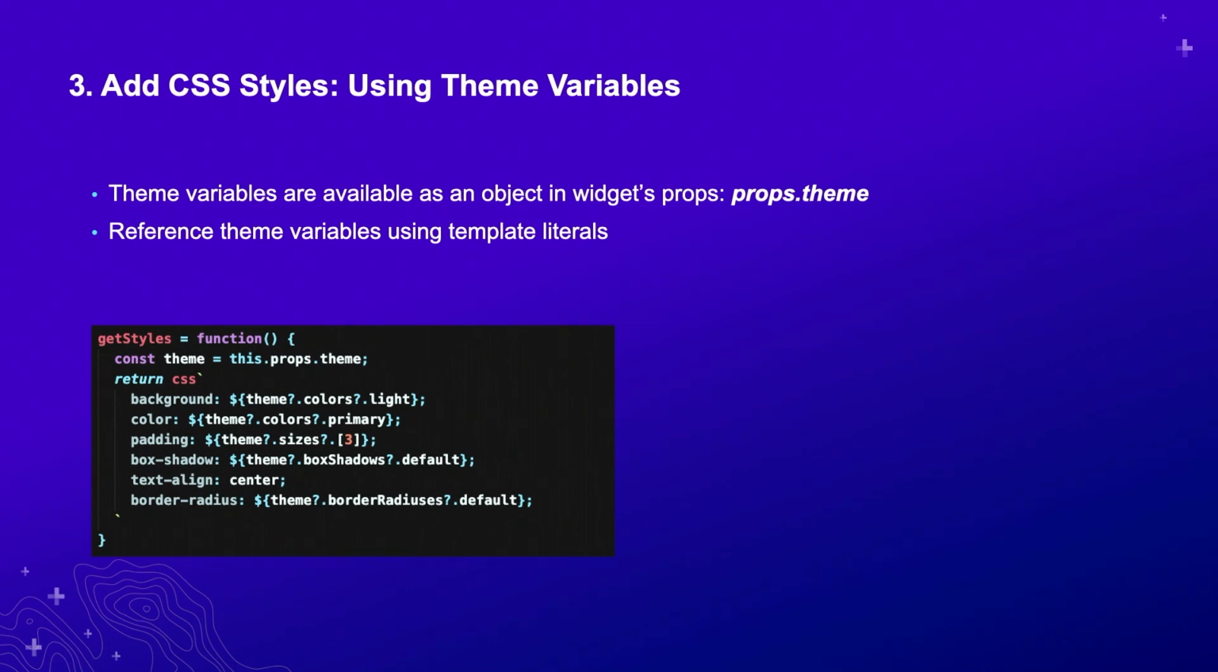And by the way, in Experience Builder, it is also optional to include theme variables in writing your CSS for the widget. Utilizing the theme variables will make the UI of the widget dynamically updated with the selected theme and ensure the look and feel is consistent across the app. So theme variables are available as an object in the widget's props. You can get it by typing this.props.theme. And the screenshot here shows a simple example of doing so.